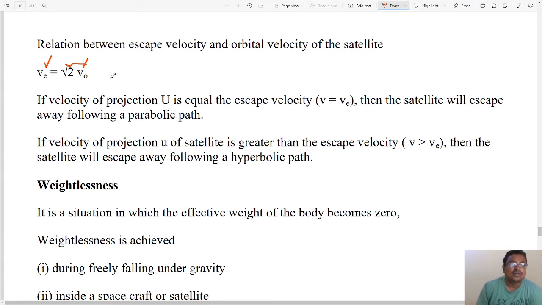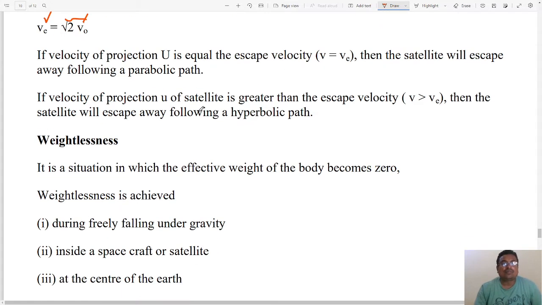If the velocity of projection is equal to the escape velocity, the satellite will escape along a parabolic path. If the velocity of projection of a satellite is greater than the escape velocity, then the satellite escapes along a hyperbolic path.